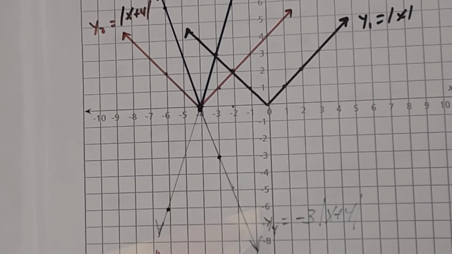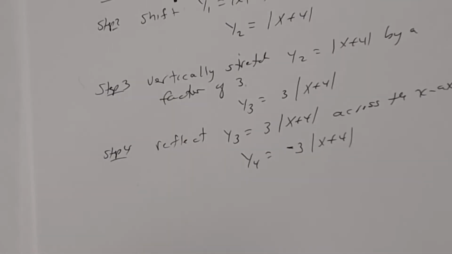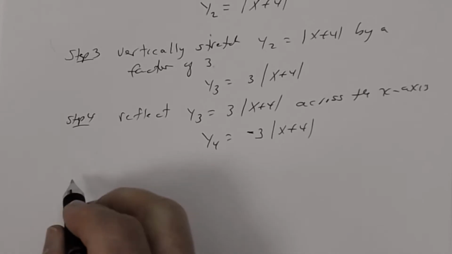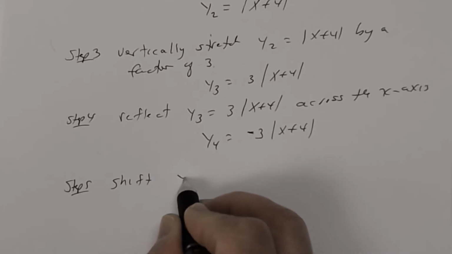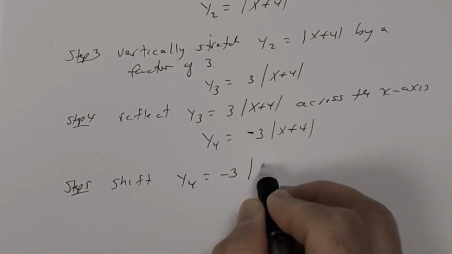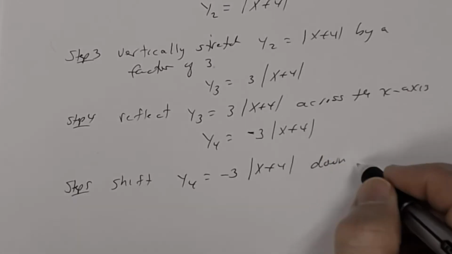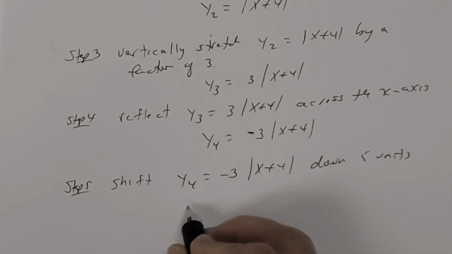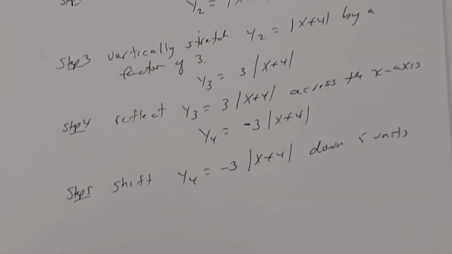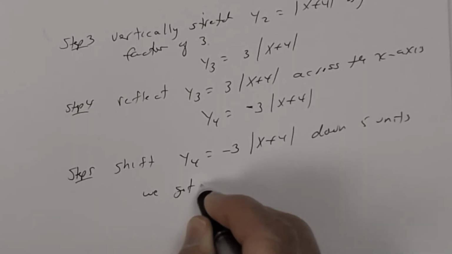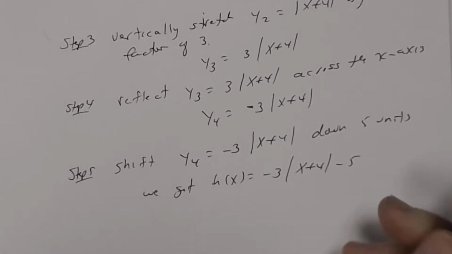So let's write the description. So your description, you're going to say this. You're going to say step 5. So step 5 is you're going to shift this graph, y4 equals negative 3 absolute value of x plus 4, down, and it was 5 units, so down 5 units. And then when we do that, that is the final one we have to do, so we're going to get h of x, which is negative 3 absolute value of x plus 4, minus 5.